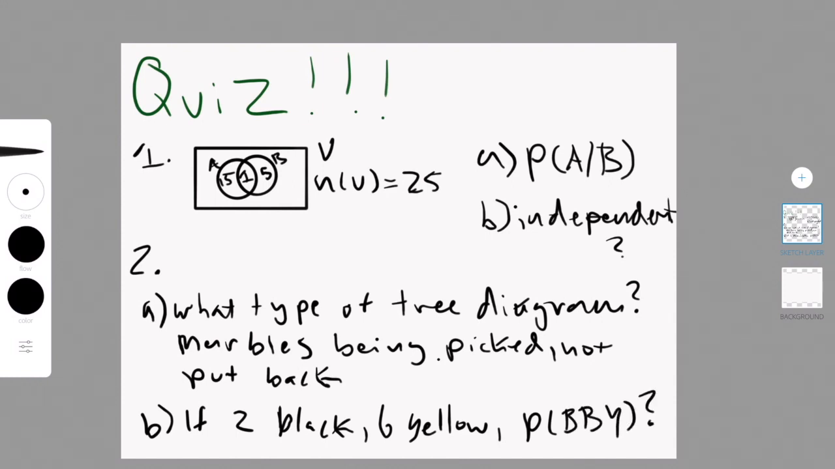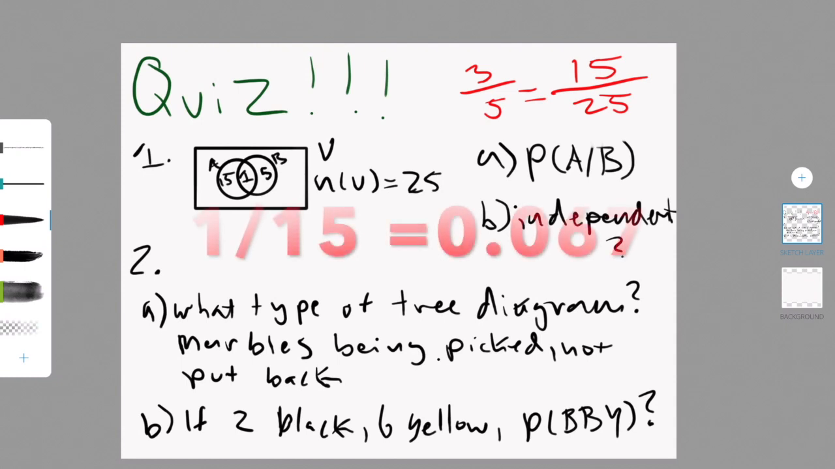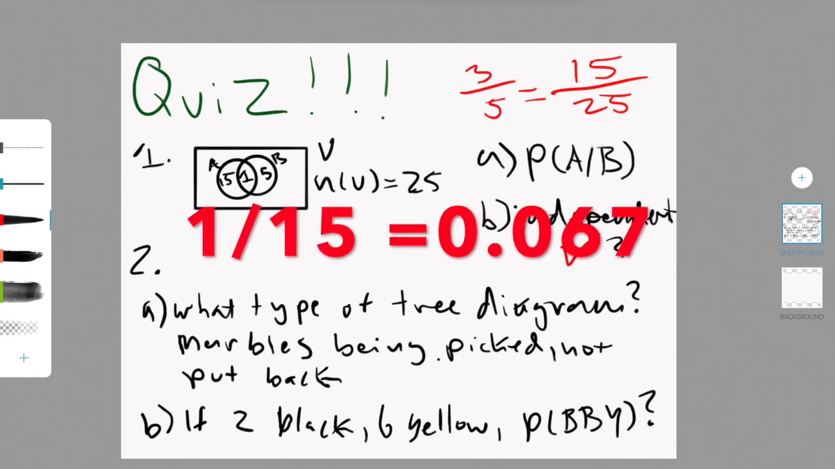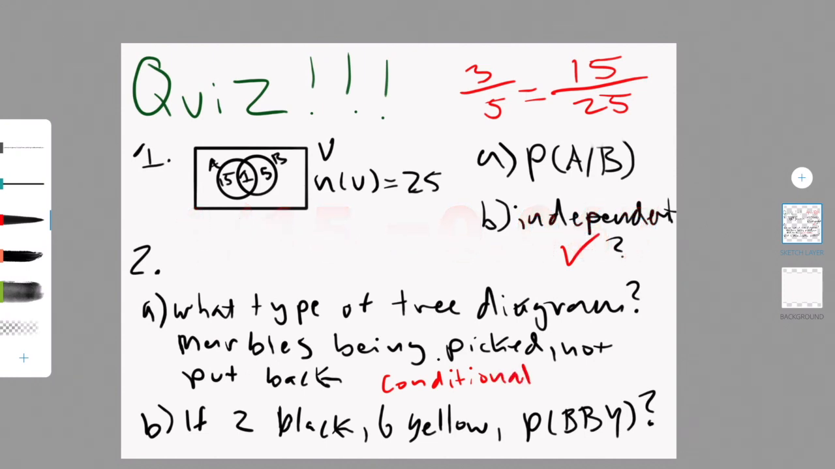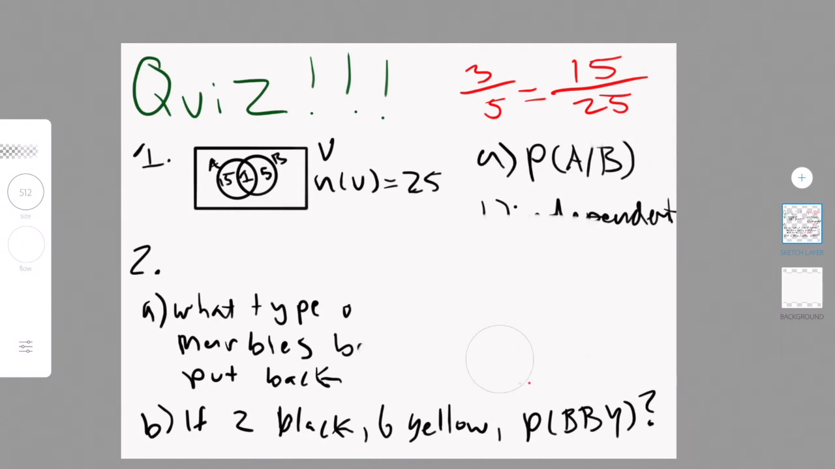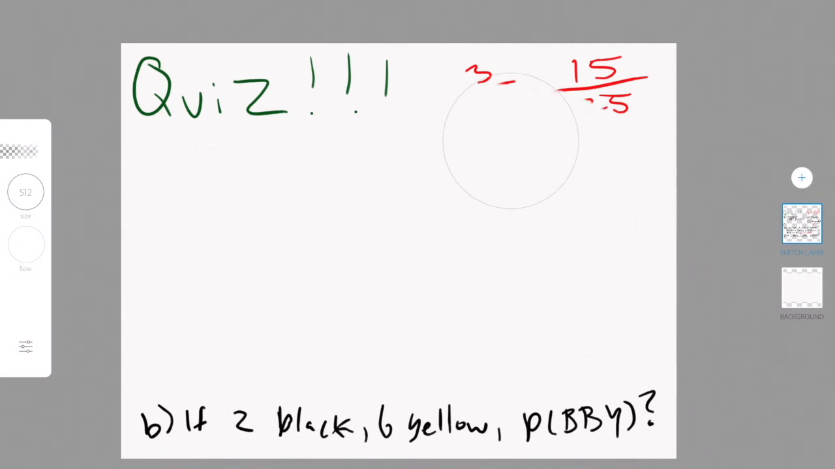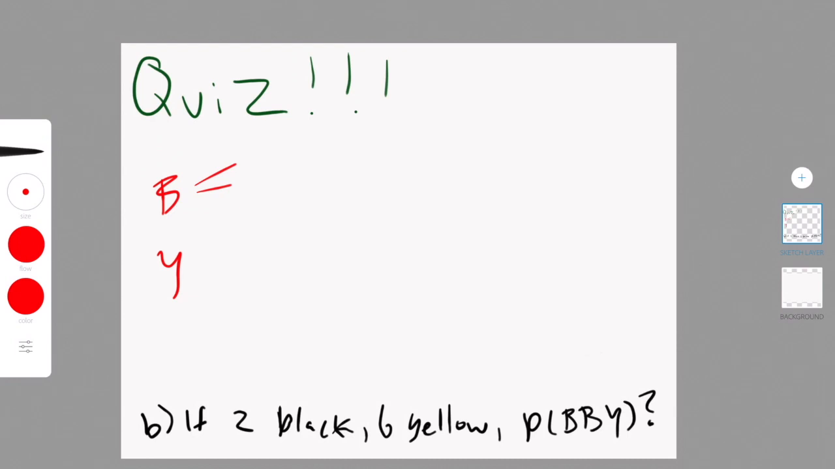So here I was an idiot and wrote the wrong thing. So the actual answer is 1 divided by 15, which is 0.067. Now, the reason why I did this wrong is because I, for some reason, found the probability for A or B, or I don't even know what I did. That was just stupid. But what you're actually looking for is the intersection. So the intersection would be 1 divided by 25, and then you divide it by the probability of A, which was 15 divided by 25. So for 2A, the answer was conditional because you are not putting a replacement. You're doing without a replacement.